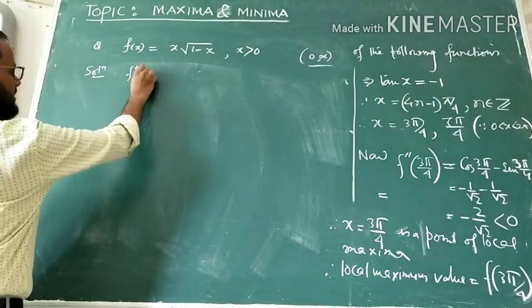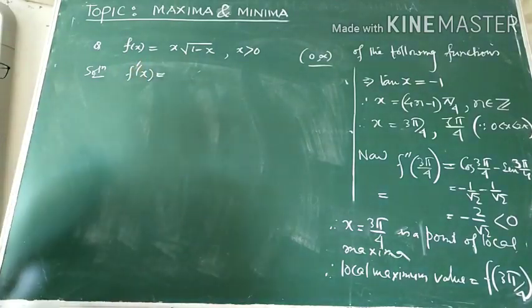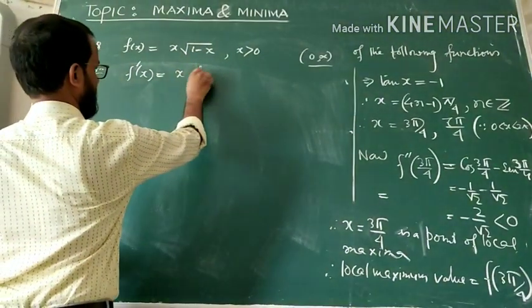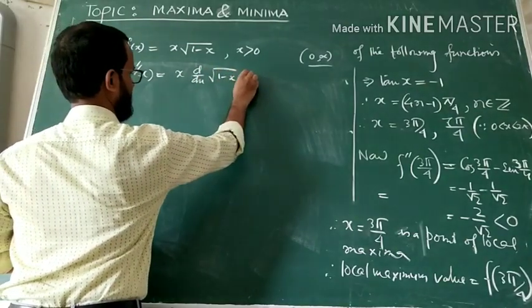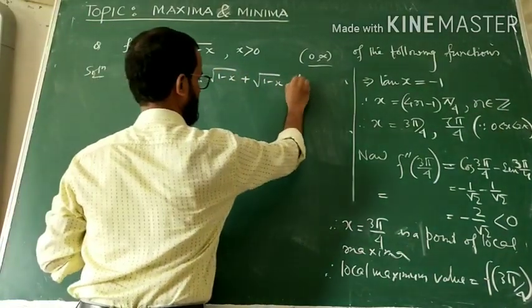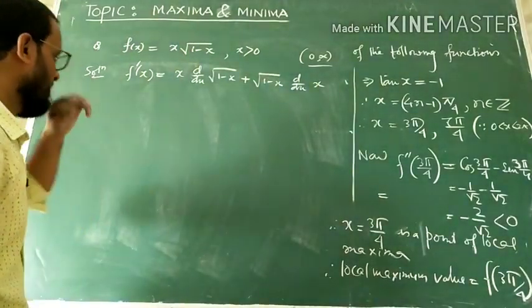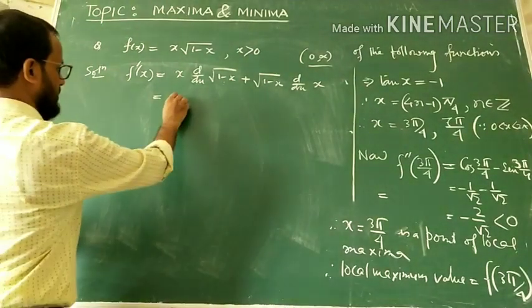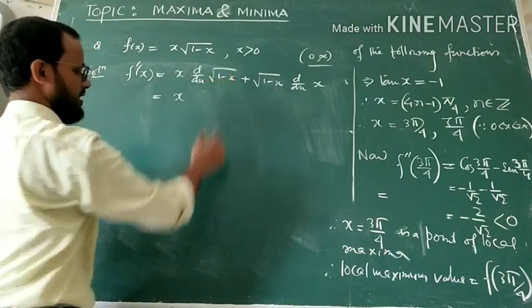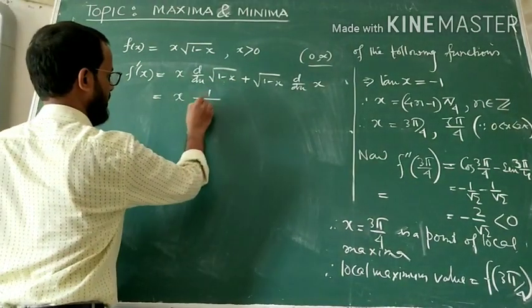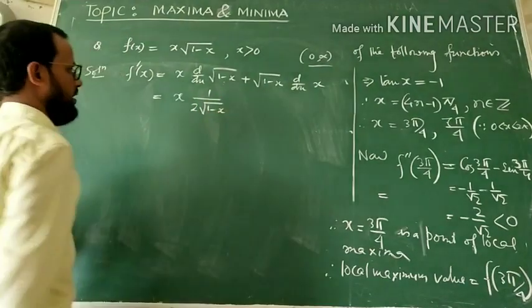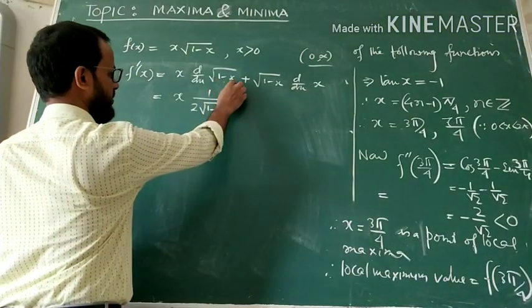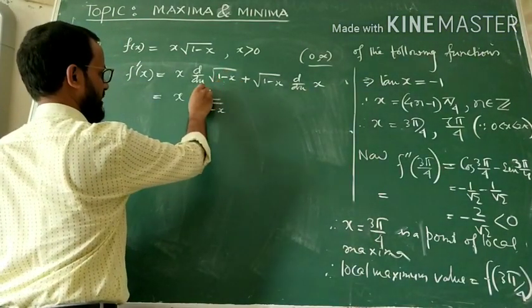Find f dash x. In f dash x, you are going to apply the product rule, u into v. So u into d/dx of root 1 minus x, plus root 1 minus x into d/dx of x. What is the derivative of root x? 1 by 2 root x. So here 1 minus x is considered as x, then it will be 1 by 2 into root over 1 minus x. But then the derivative of 1 minus x: derivative of 1 is 0, derivative of x is 1, and with the minus in front it is minus 1.